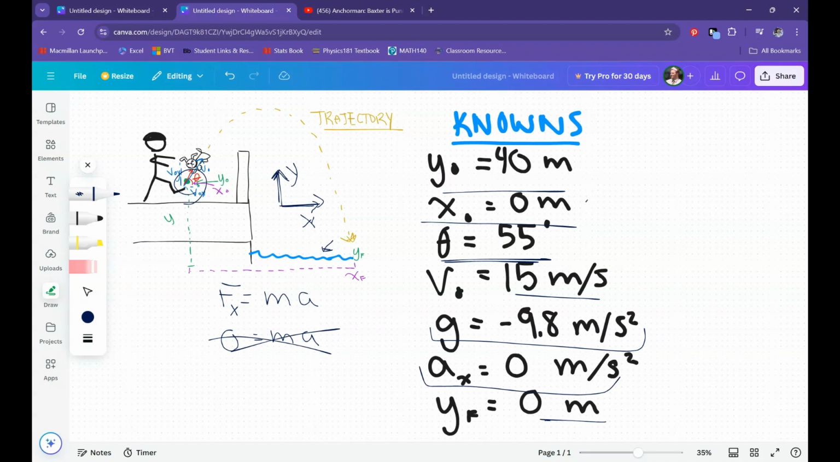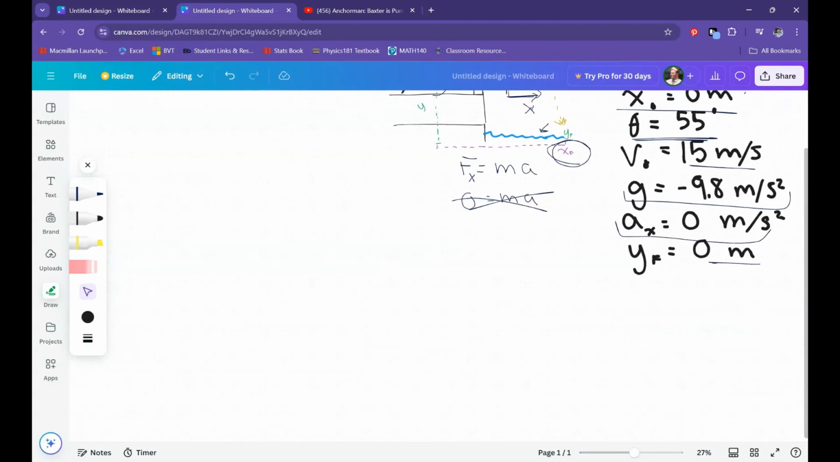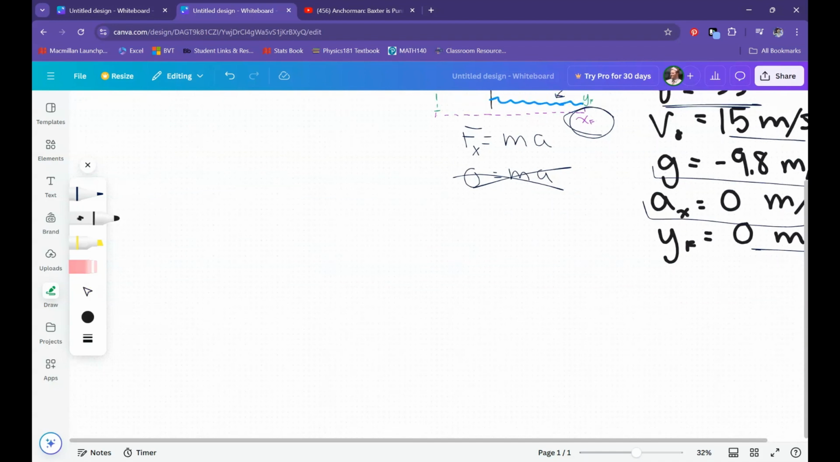So now, where do we start here? Well, we know that we want to solve for x final, right? Solving for x final is a bit tricky, but I wanted to do it because I felt like it was good practice. So we have our equations that we need to use. We don't yet know our v naught x and our v naught y. So that would probably be my first step, just so that I have those in my known.